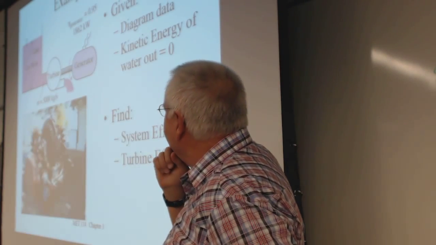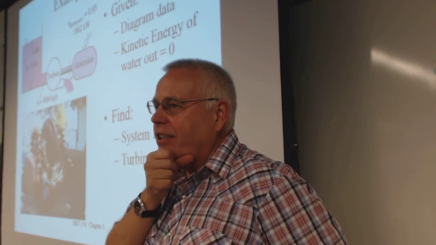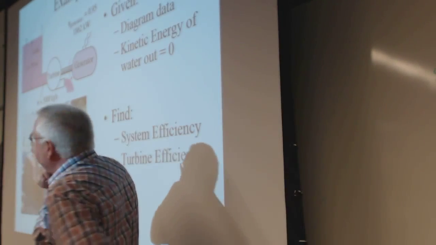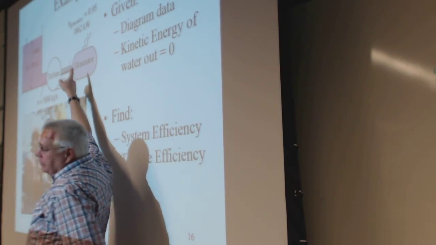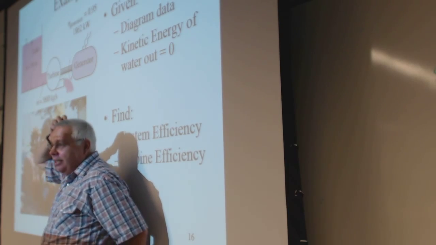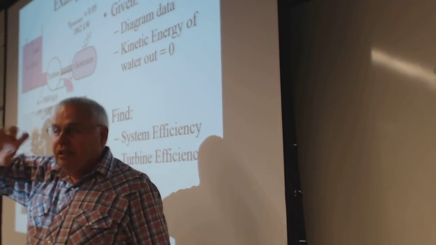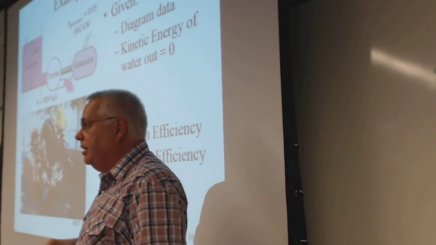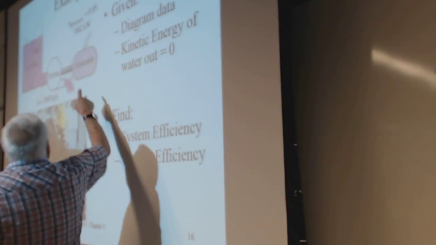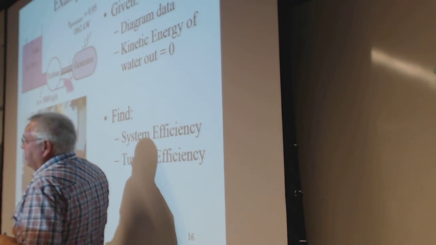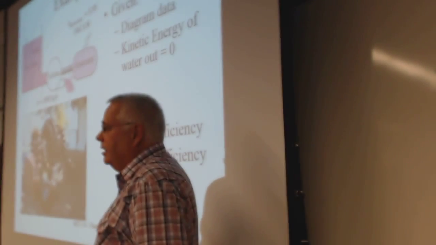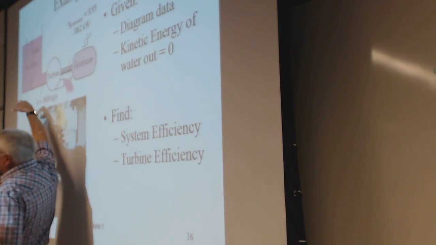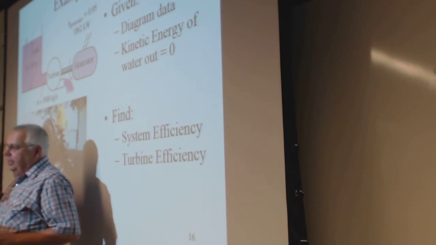Here's an example problem for finding a system efficiency. We're going to turn hydropower into electricity. What we know is we were able to test the generator, and we know that it's 95% efficient in turning mechanical shaft power into electrical power down the lines. And we know that it has 1,862 kilowatts as the output. And when we're designing this, we know that we've got 50 meters worth of head on the lake.